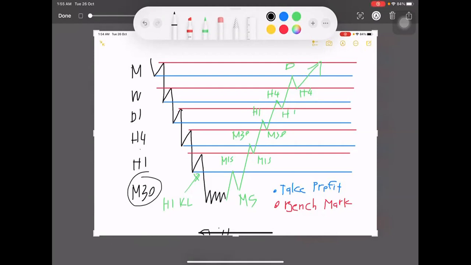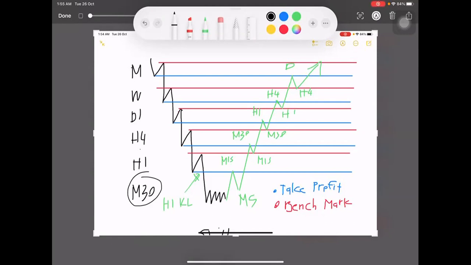And then when we break that, we take profit at the H4. After the breakout on H1, we go to H4, right? Yep. So on H4 we want entry.